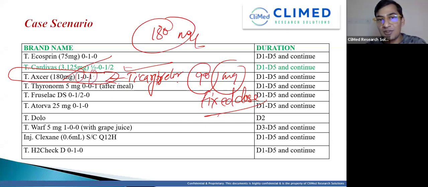That is not possible, right? That will lead to what? If we are giving 180 mg twice daily, what will happen, guys? Can someone write? Intracranial hemorrhage, ADR. ADR will happen, but what exactly? Bleeding. Bleeding can happen anyways.